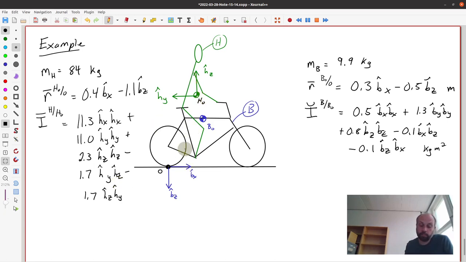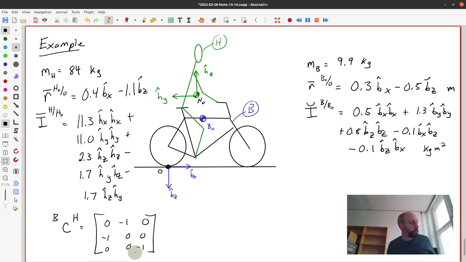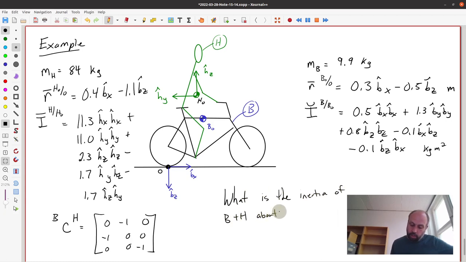The last piece is that the way these two sets of unit vectors relate to each other, we also would know the direction cosine matrix between the two is going to be this. Okay, so that's the given information. And the question is, what is the inertia of the bike and the rider combined about the new mass center? Why don't we call B plus H, F, and we'll say that's FO. All right, so that's what we're trying to do here.